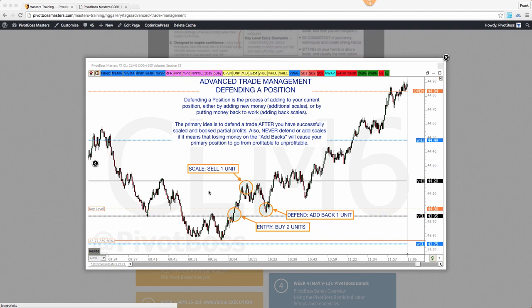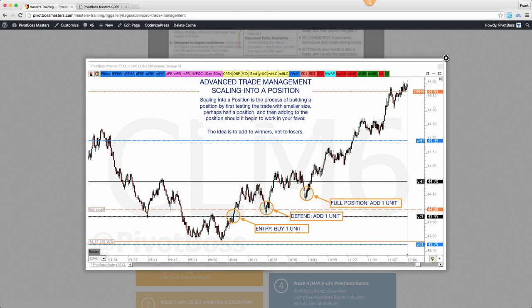They kind of go hand in hand almost. So scaling into a position. There are two forms of scaling into a position, and we're going to mostly mention this one here, and we'll talk a little bit about the second one. But scaling into a position, again, is the process of building a position by first testing the trade with smaller size, perhaps half a position, and then adding to the position should it begin to work in your favor. The idea is to add to winners, not to losers.